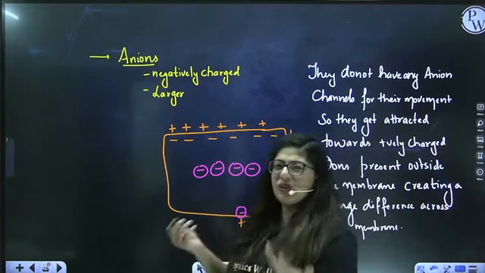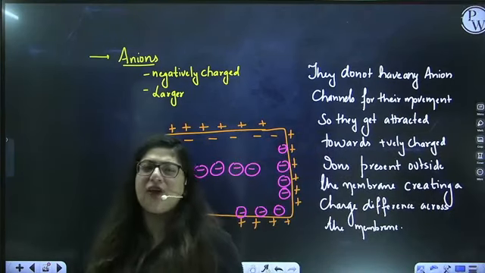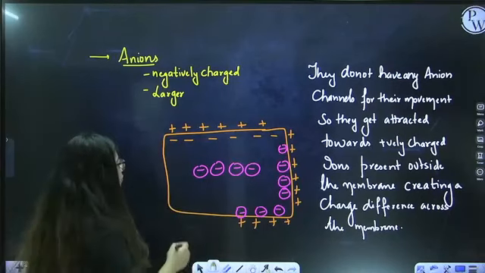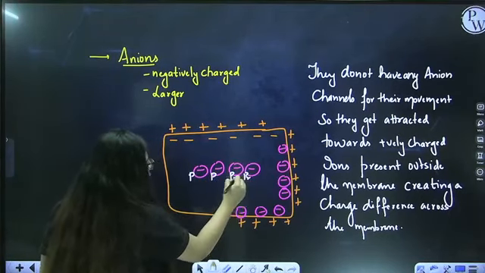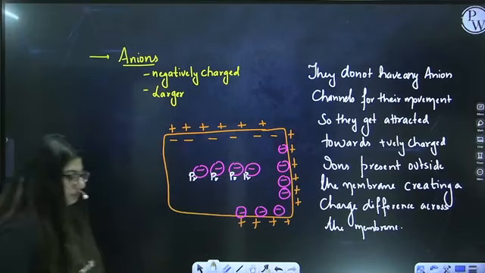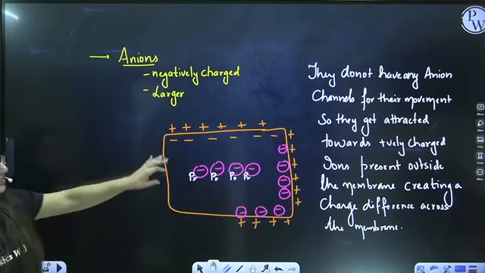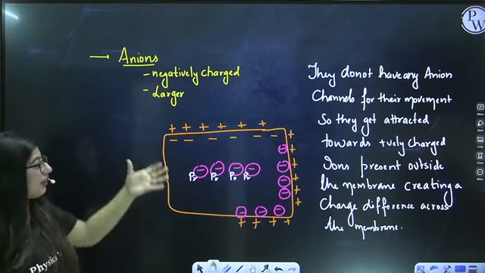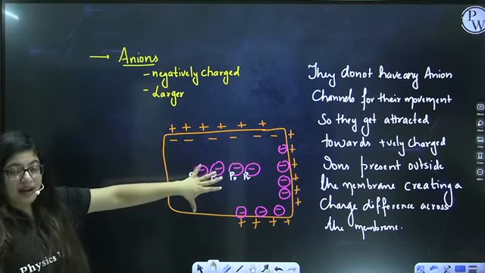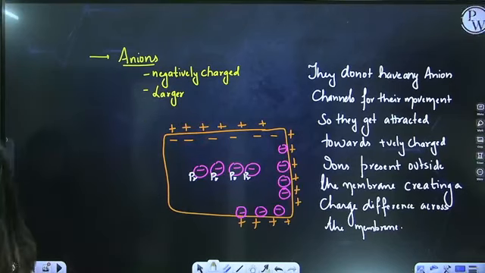So anions, what anions can be there in the cytoplasm? They all are present in the form of what? Proteins. These are basically all proteins, right? So as a result, they are always present towards the inside, and in the next line they have said that inside the potassium ions are higher and outside sodium ions are higher.